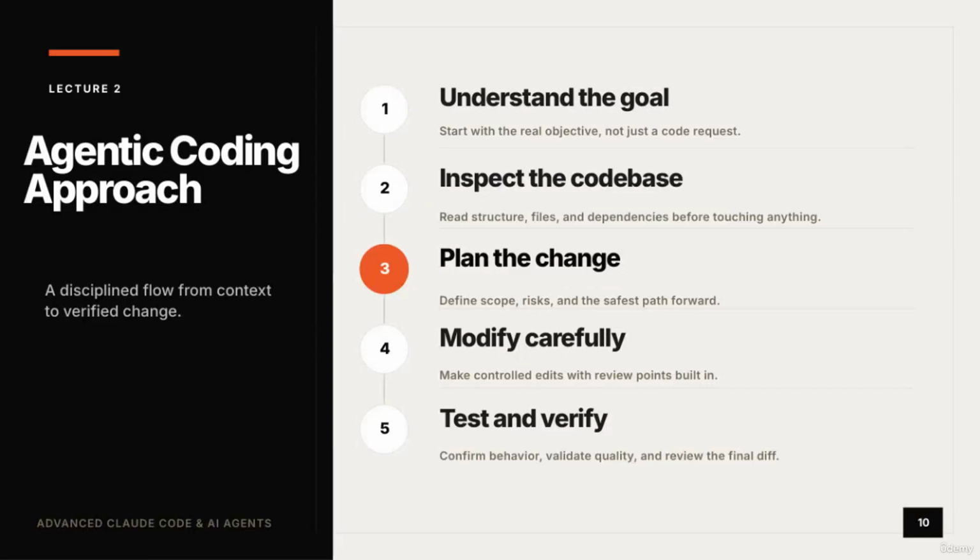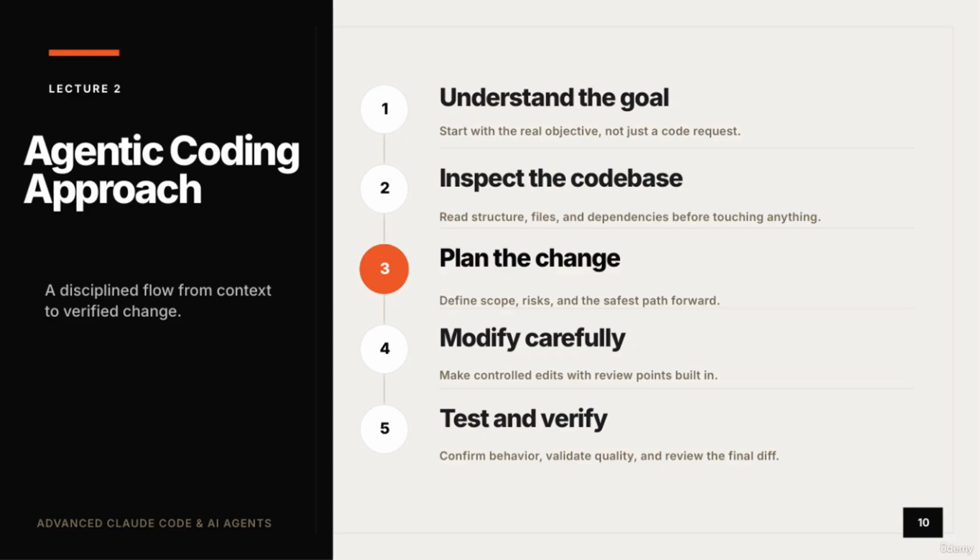Let's dive into the agentic coding approach, which emphasizes a disciplined flow from understanding the context all the way to verifying the change. First, it's crucial to truly understand the goal. This means starting with the real objective behind a request, not just the surface level code change. Next, before making any modifications, thoroughly inspect the code base. This includes reading the structure, reviewing files, and understanding dependencies to get the full picture.